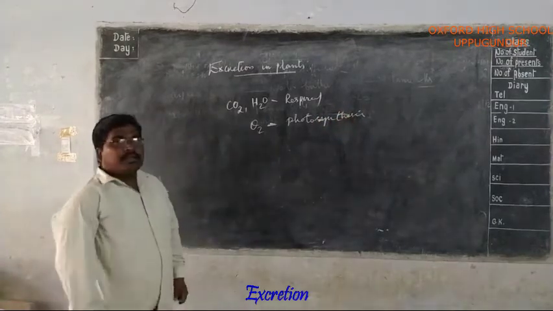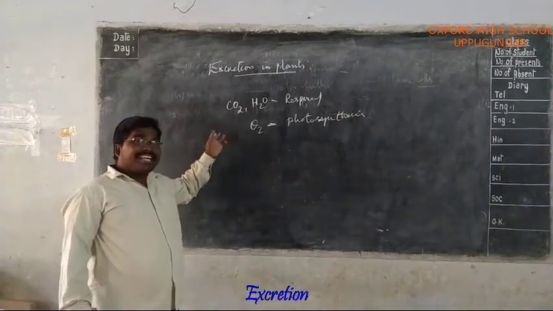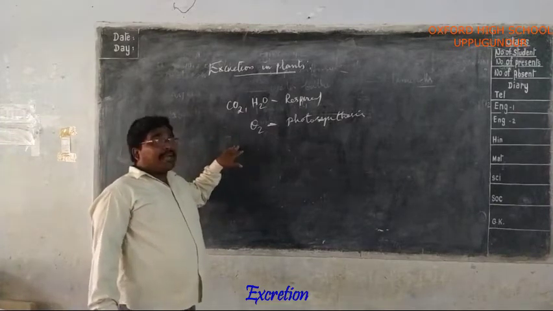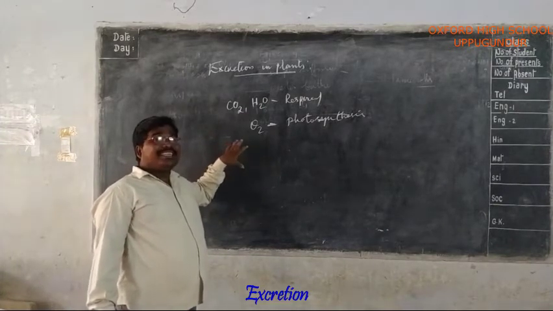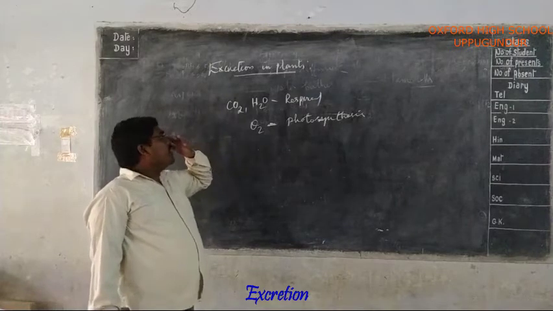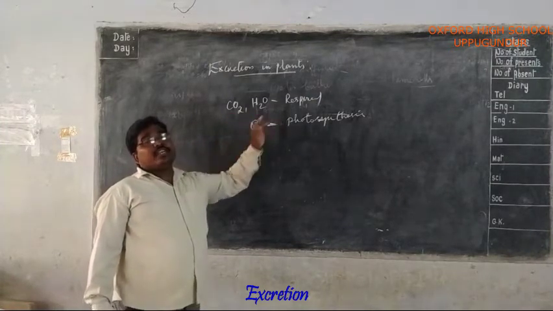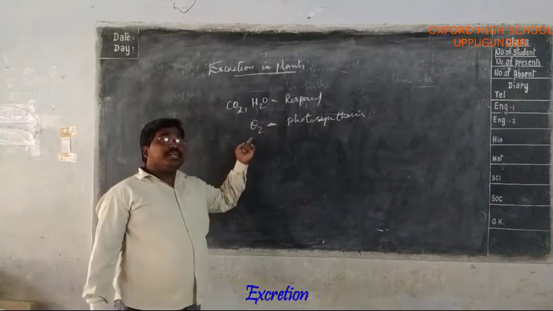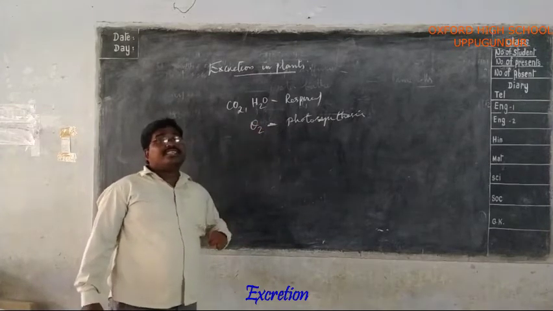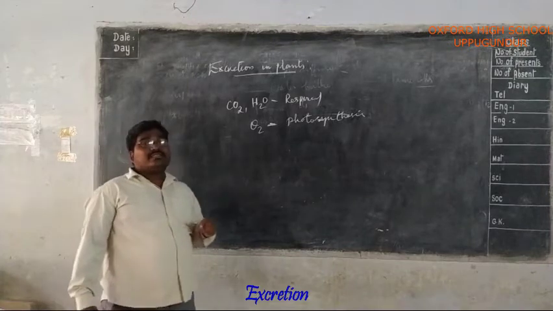Okay? The green plants at night time, and the plants which do not possess chlorophyll, release carbon dioxide and water during the process of respiration. And the oxygen released by the plants during photosynthesis is also considered a waste material.